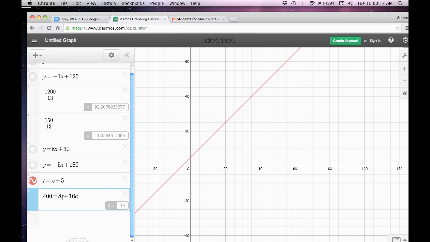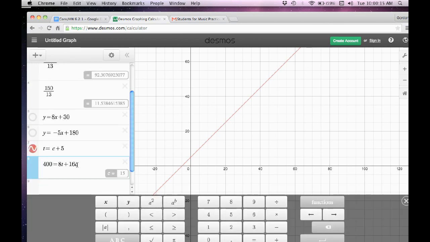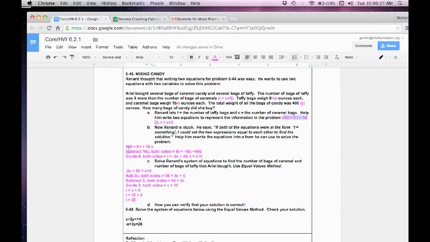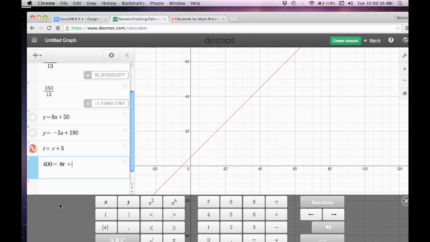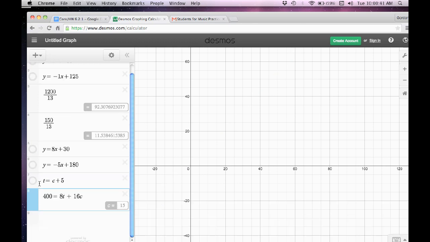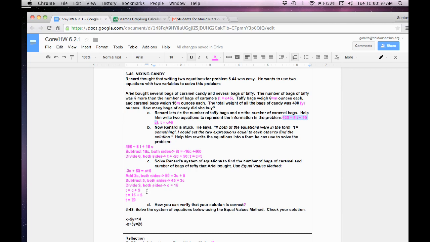So 800 equals, this one's not graphing. Let's try it again. I think it's solving the equation instead of graphing it. 400 equals, what's it supposed to say? 8t plus 16c. Okay, it seems to be solving this as an equation rather than graphing it. So that's interesting. It is telling us that c equals 15. So let's see if that validates what we said. It does. C equals 15. So it's solving our system.